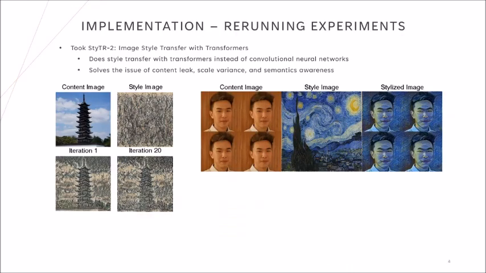For implementation, I started by rerunning the experiments. So I took StyTR2 as my codebase and I forked it, and I tested all the claims that they solved the 3 problems with convolutional neural networks. First of all, my images were of a different resolution, so that confirms that the algorithm is scale invariant. Next, I ran an image through the style transfer algorithm 20 times to see if the content was still there, and sure enough, it's still there. So that means that the content issue was solved, and as you can see, the pagoda is still clearly visible.